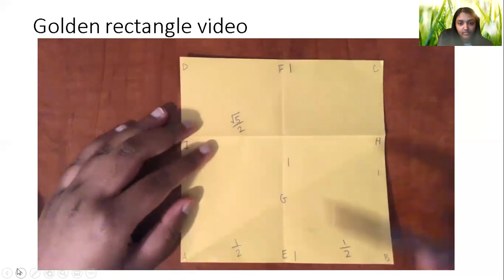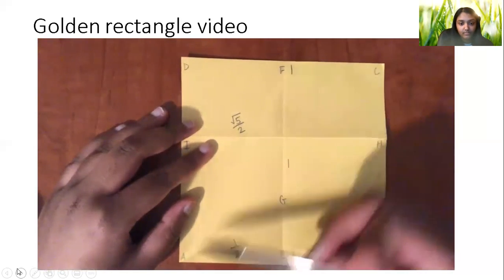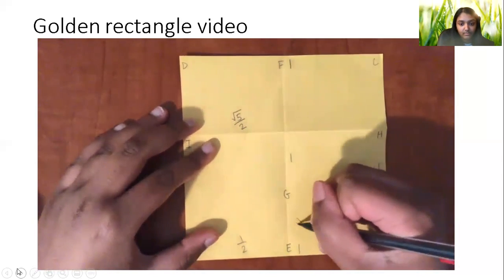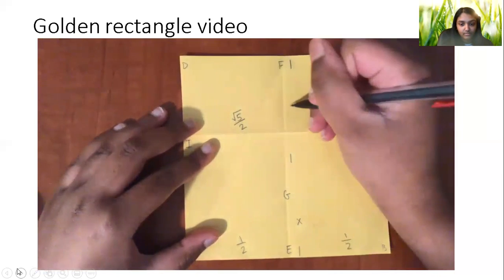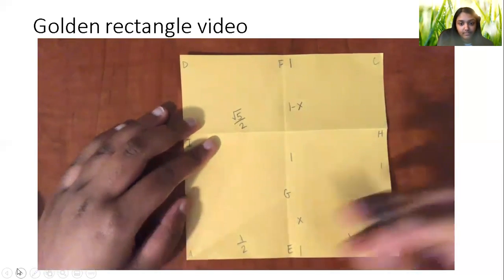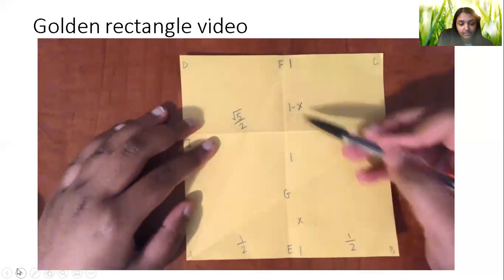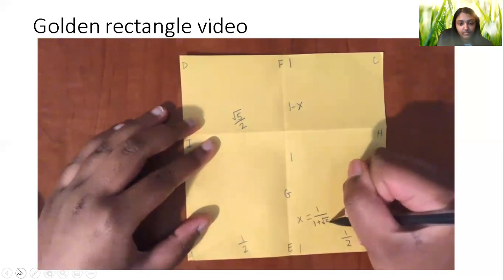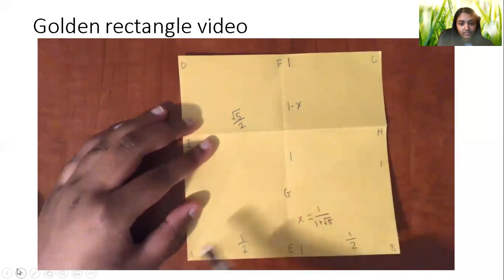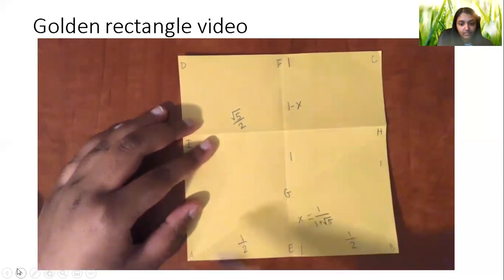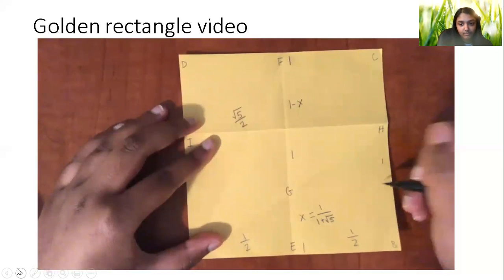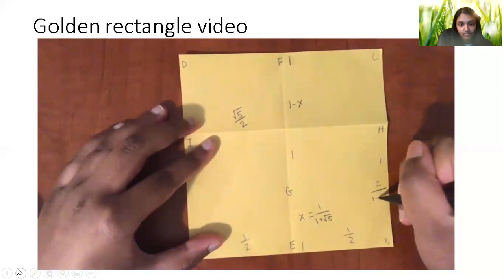Now we're going to use the angle bisector theorem, which states that AF over AE is equal to FG over GE. I'm going to call GE x, and since FE is 1, I'm going to call FG 1 minus x. When you solve for x, you get x equal to 1 over (1 plus root 5). We know that triangle AEG and triangle ABH are similar with a scale ratio of 2. BH is twice the size of GE, so BH is equal to 2 over (1 plus root 5).